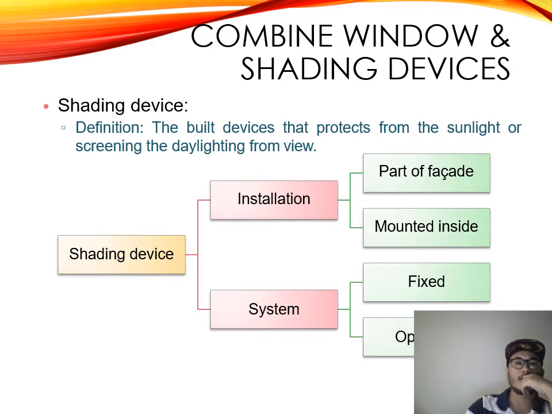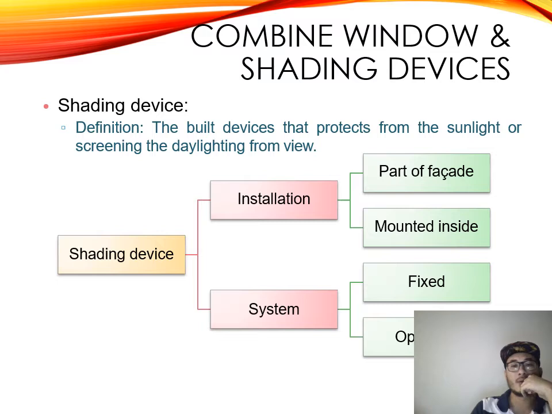Alright, so what we have to do is combine the shading device in by these two things. Number one, you have installation, which most of the time is fixed. So you have part of the facade as your shading device, or mounted inside, like the light shelf or light reflector. And another type of shading device is using a system.